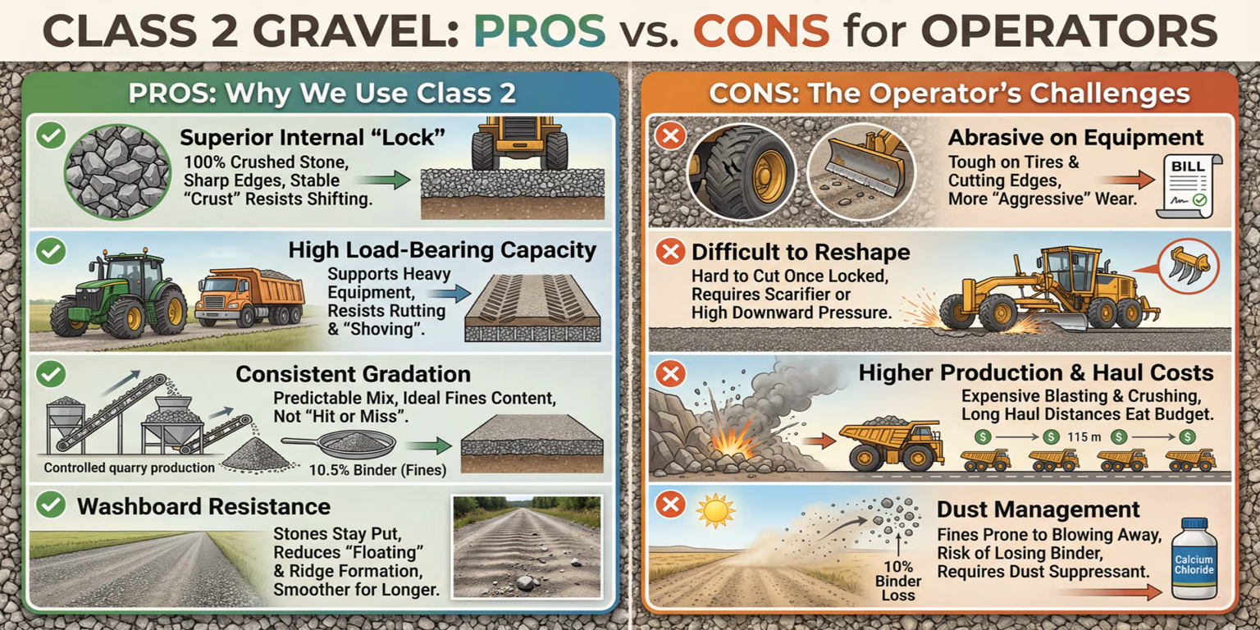Because it's a manufactured product from a quarry, the mix is highly predictable. You aren't dealing with the hit or miss nature of a natural gravel pit. You get that ideal 10.5% binder, the fines in the pan, consistently across every load.